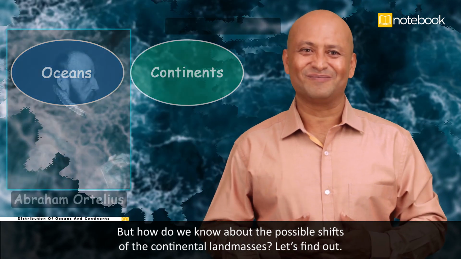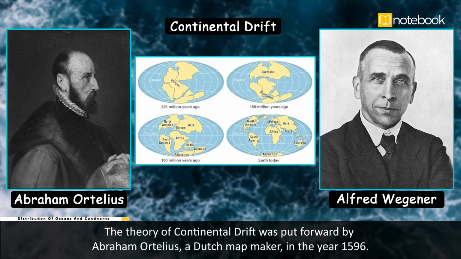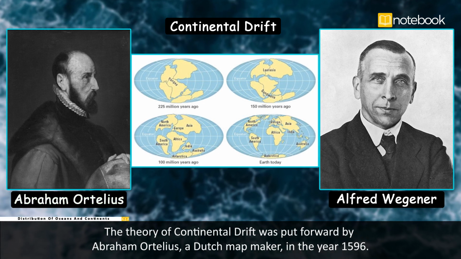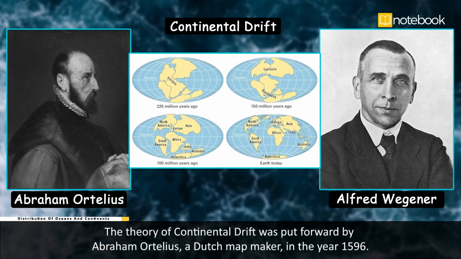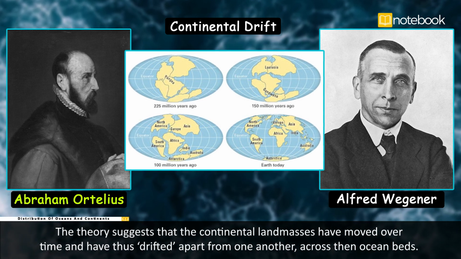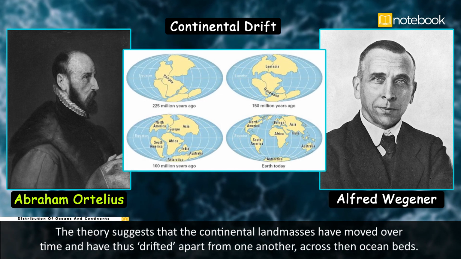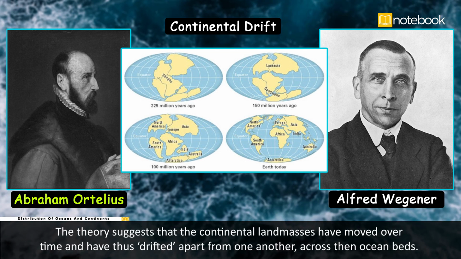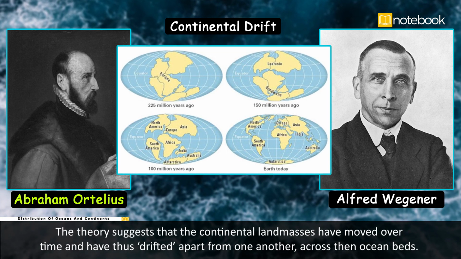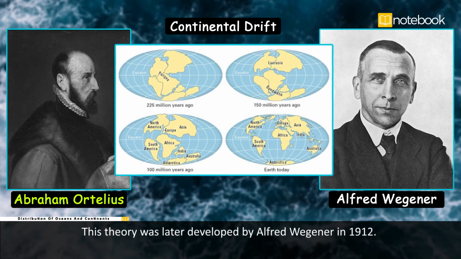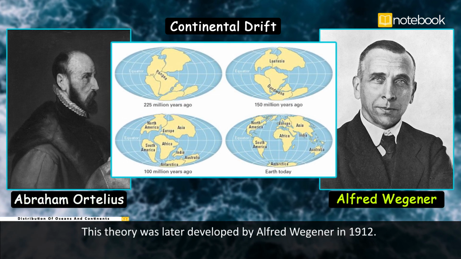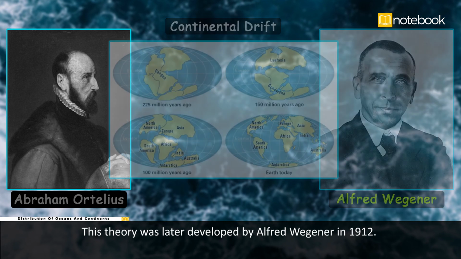Let's find out. The theory of continental drift was put forward by Abraham Ortelius, a Dutch map maker, in the year 1596. The theory suggests that the continental land masses have moved over time, thus drifted apart from one another across the ocean beds. This theory was later developed by Alfred Wegener in 1912.